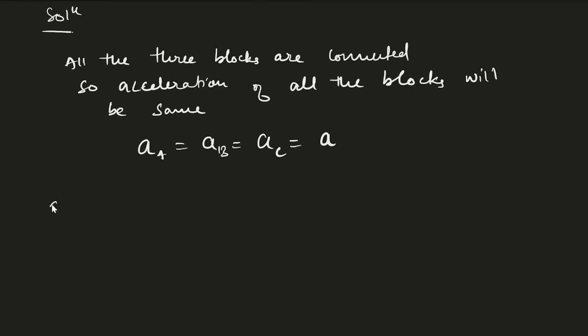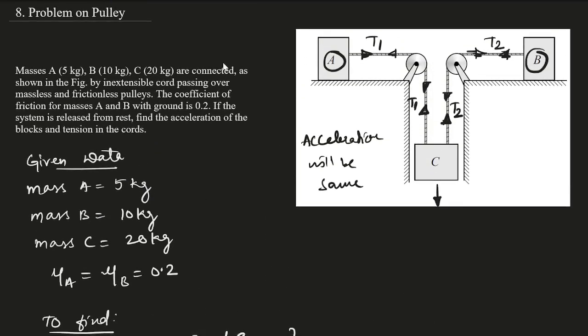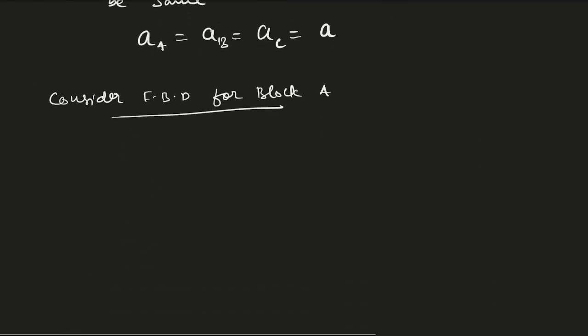First of all, we are going to consider the FBD for the different blocks. Consider the FBD for block A. We'll look at the diagram first. If you see, block A is resting on the horizontal surface and it has a tension in the left to right direction. If block B moves in the downward direction, the motion of block A will be left to right. So we'll draw the FBD.